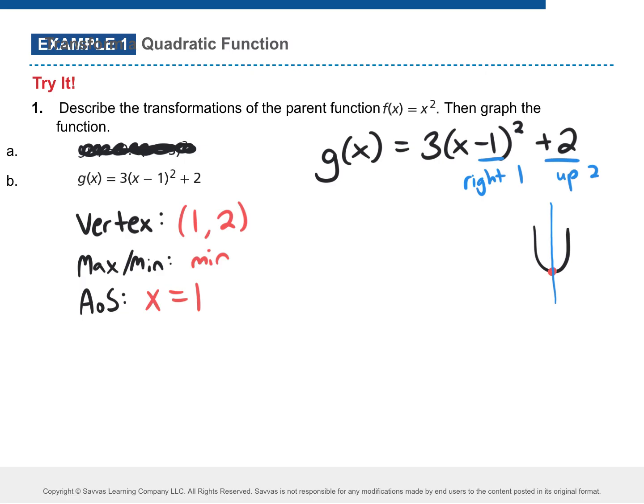Okay. And then what were my last two? Domain and range. What is the domain always going to be?